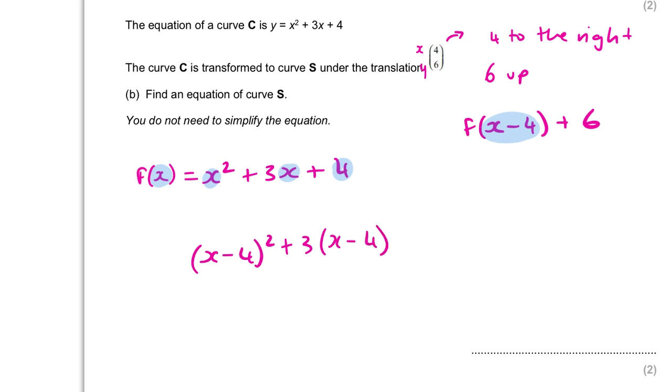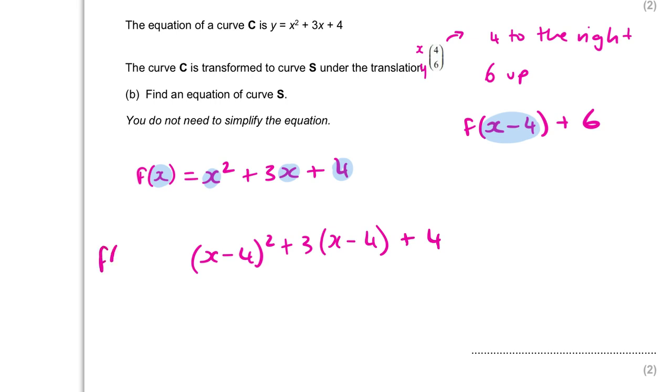Okay? Oh, sorry, I coloured that one a bit. Then we have our plus 4 on the end. There's no x there, so that's it. Okay? Everyone happy with that first step? Right, the second step. So now, what have we got?